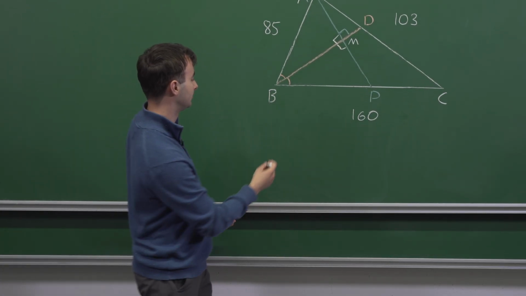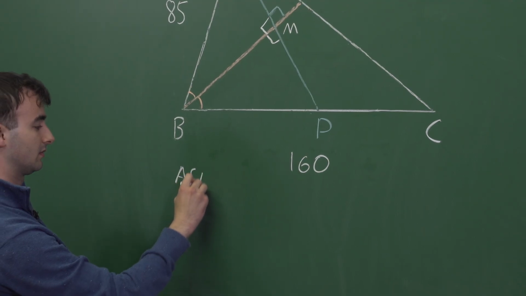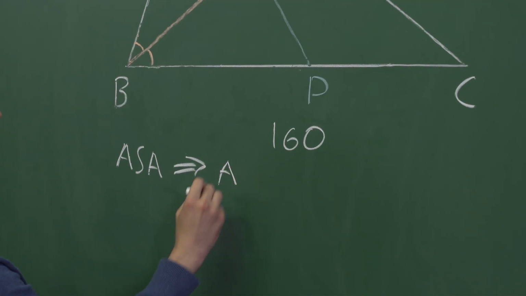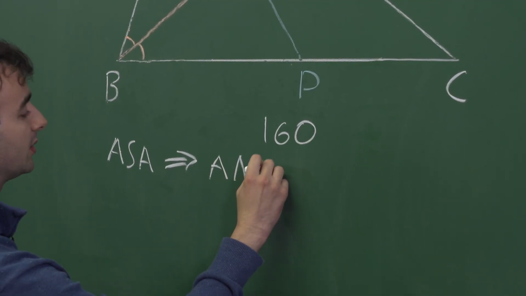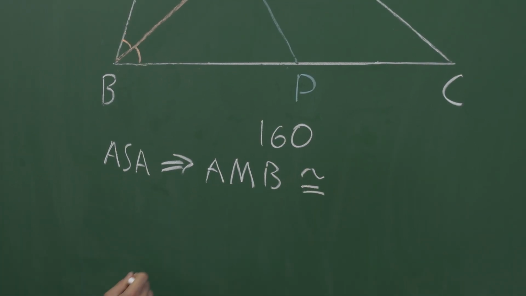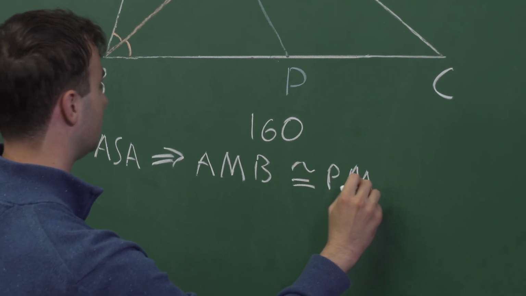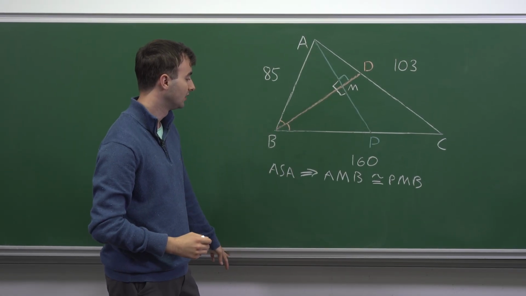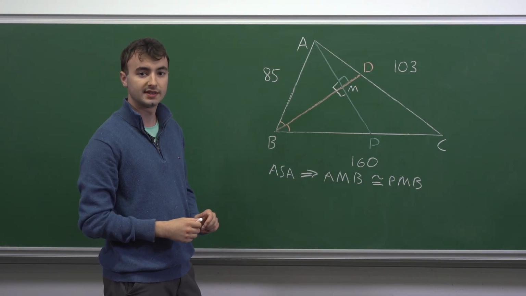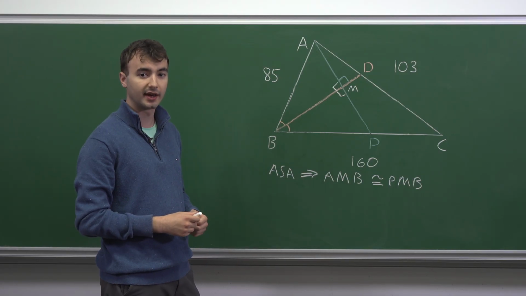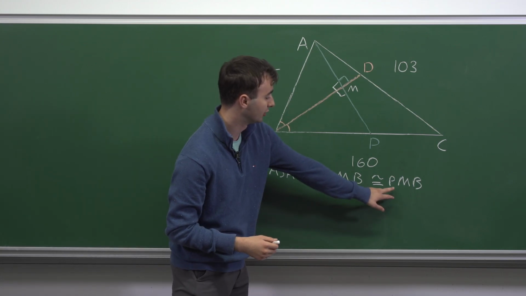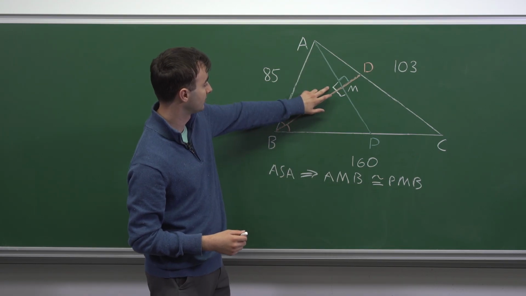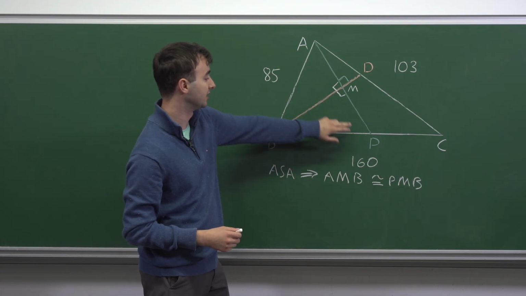from angle side angle, we know that the triangles AMB and PMB are congruent. Because these two triangles are congruent, this now allows us to deduce that all of the sides in pairs are equal to each other. In particular, if we look at PM, this length is going to be the same as AM. So M is indeed the midpoint of AP, as asked.